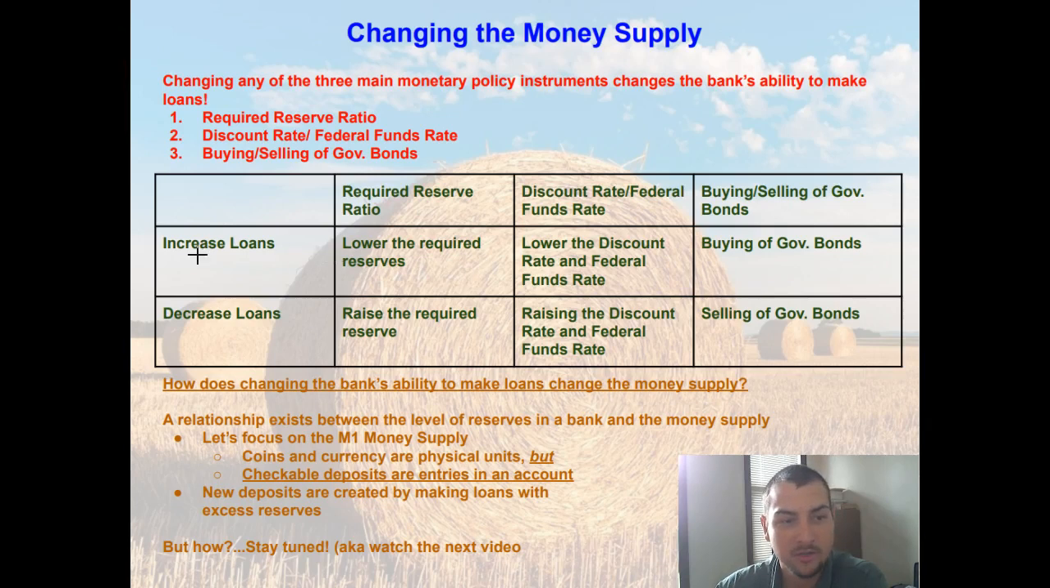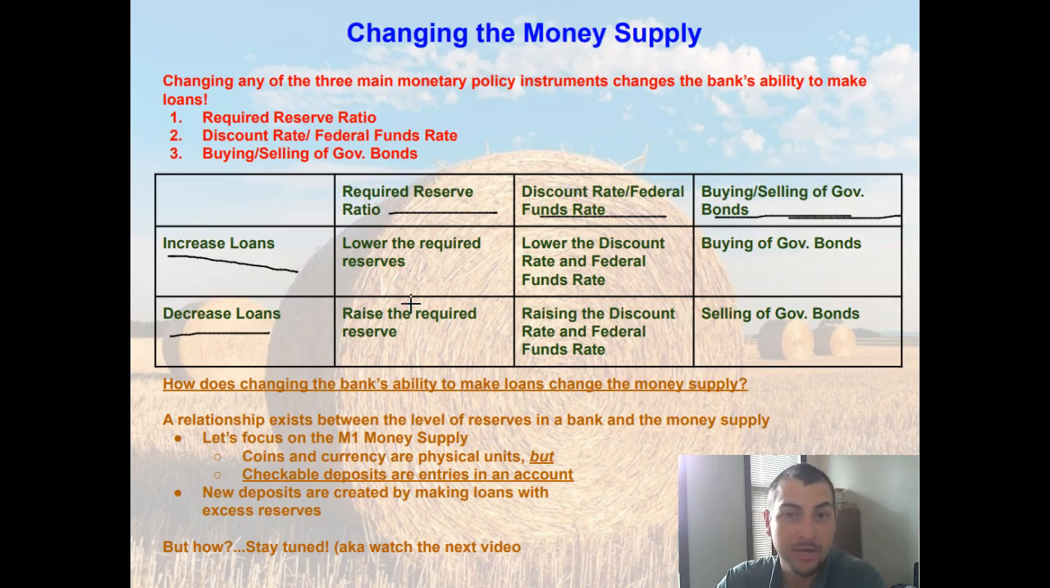What you'll notice over here is that we have the three different monetary policies, and then on this side we talk about whether it is going to increase or decrease loans. That's going to be the key in this. The monetary policy instruments are designed to either increase or decrease the amount of loans that the banks are giving out. By increasing or decreasing the amount of loans, we are going to affect the money supply. In the next video or videos, we're going to talk about how it actually increases or decreases those loans.